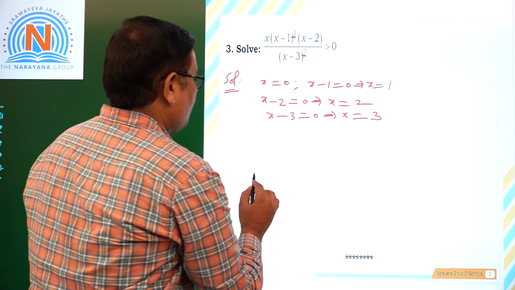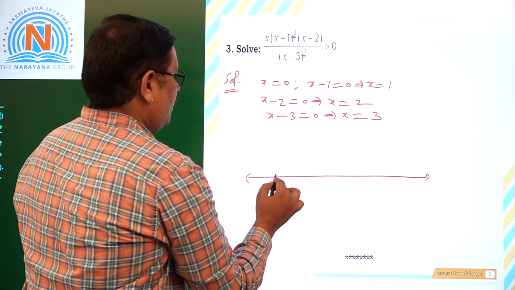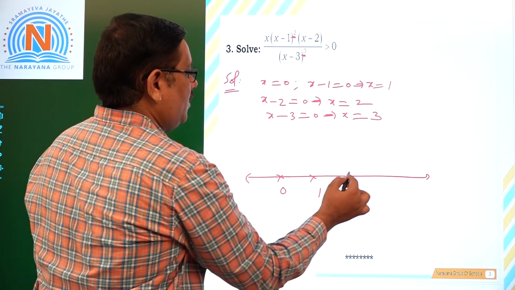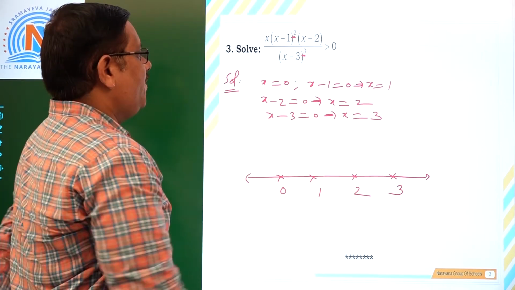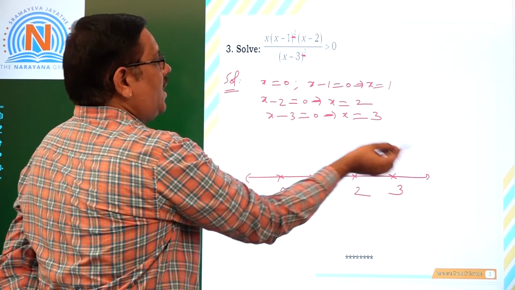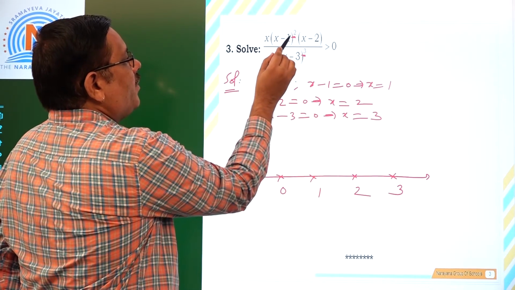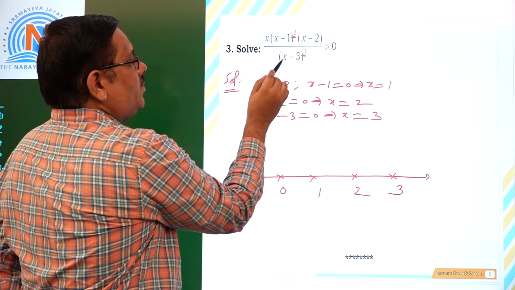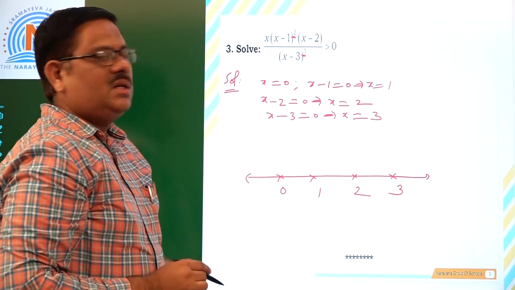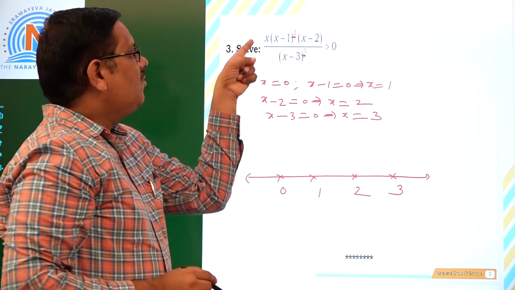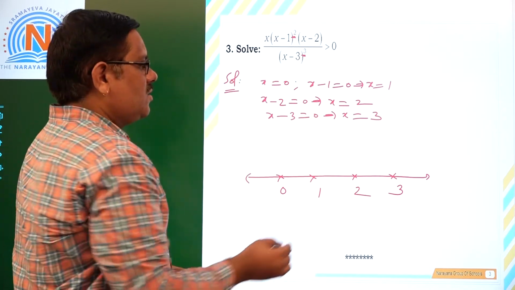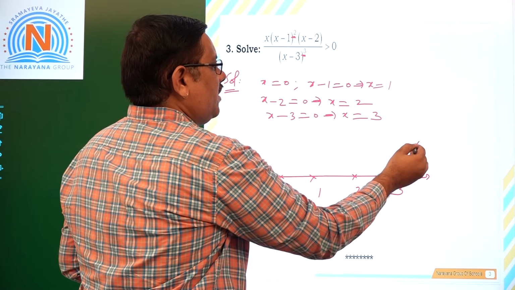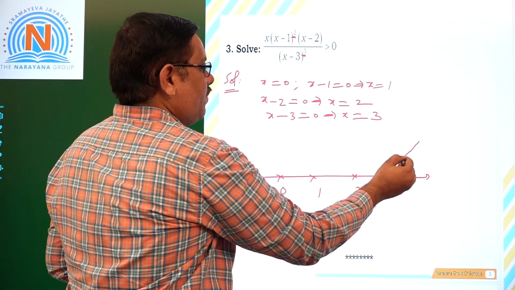Okay, now let us try to plot them on the number line: 0, 1, 2, 3. Now, if you take any value more than 3, suppose we take 4: 4 into (4 minus 1) whole squared into (4 minus 2) by (4 minus 3) whole cubed. Every value is positive. 4 into 3 squared, 9. Everything is positive here. So the curve is positive if you take a value more than 3.